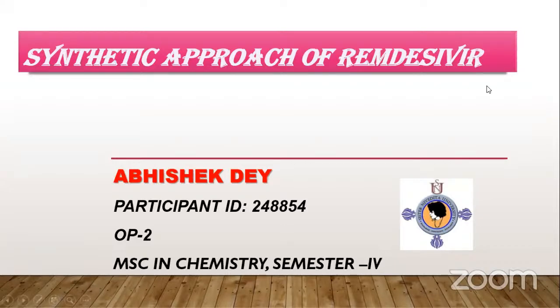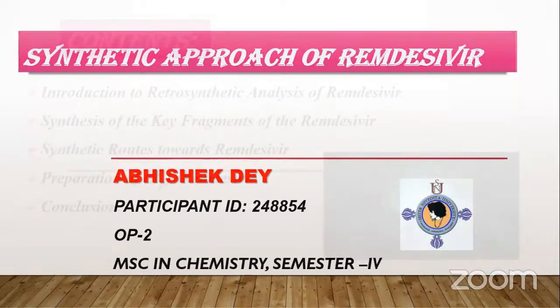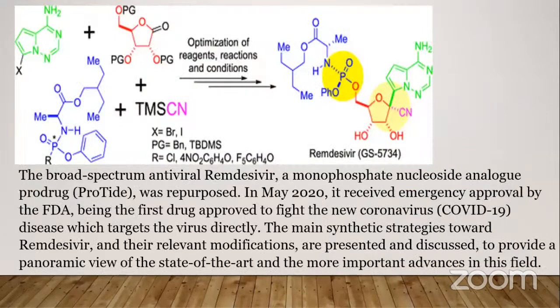Today I'll be talking about the broad-spectrum antiviral remdesivir, a monophosphate nucleoside analog, commonly termed a ProTide, which was repurposed. In May 2020, when the coronavirus outbreak was in this country, it received an emergency approval by the FDA, the Food and Drug Administration, being the first drug approved to fight the new coronavirus disease that targets the virus directly. The main synthetic strategies towards remdesivir and their relevant modifications are presented and discussed to provide a panoramic view of the state of the art and the more important advances in this field.